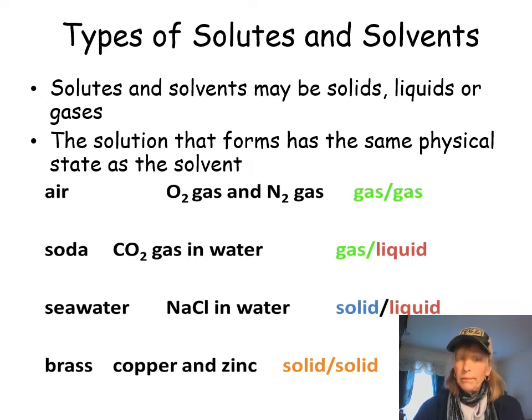Now, typically when we think about solutions, we think of the solvent as being water, but again, it does not have to be. The solvent can be a gas, such as in air, right? And the solvent can actually be a solid, as in brass. All right, brass is a homogeneous mixture of copper and zinc, so it is a solid solution.